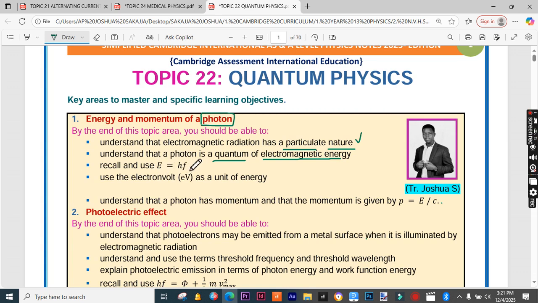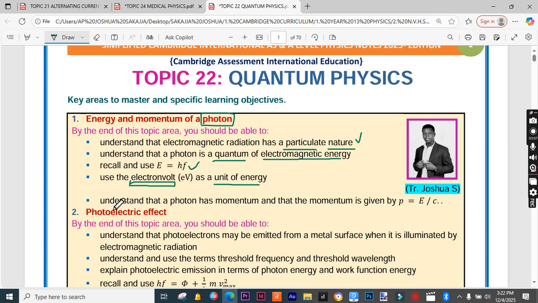Then photon energy is given by E equals hf, whereby energy is directly proportional to the frequency. And in this case, we are going to realize that the maximum kinetic energy of the emitted photoelectron will only depend on the frequency and not the intensity. Then another unit of energy, which is the electron volt. Here, the energy gained by an electron when accelerated by a potential difference of 1 volt is the electron volt. This is another unit of energy aside from the joule and kilojoule and so on.